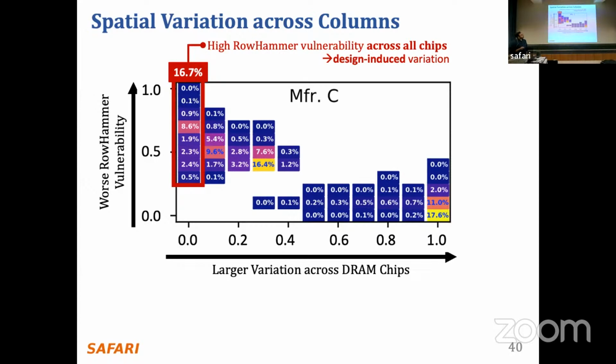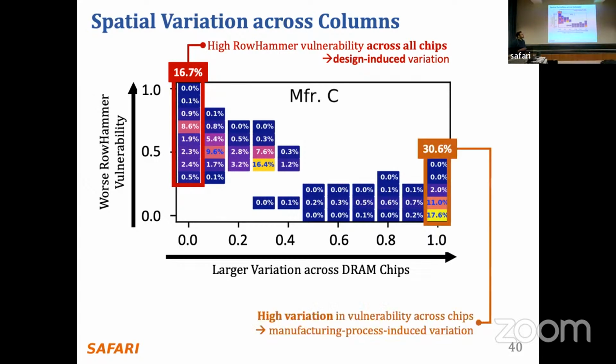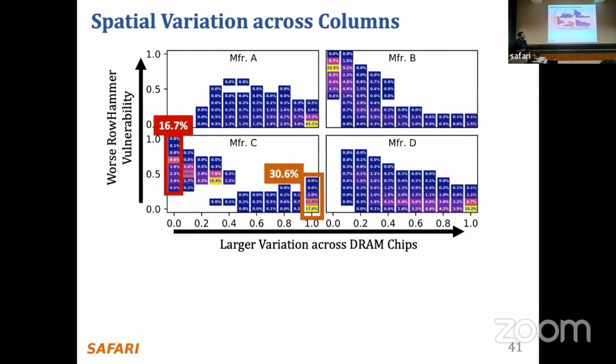And when you look at some consistent trend across different chips in a module, it points to design-induced variation, because that is the common thing across chips. Also, we observe some modules that have low vulnerability or a little bit higher vulnerability, but a very high variation across different DRAM chips. For those, we conclude that there has to be some manufacturing process-induced variation, because you implement the same design in several chips, you put those chips into the same module, and some of them turn out to be more vulnerable than the others.